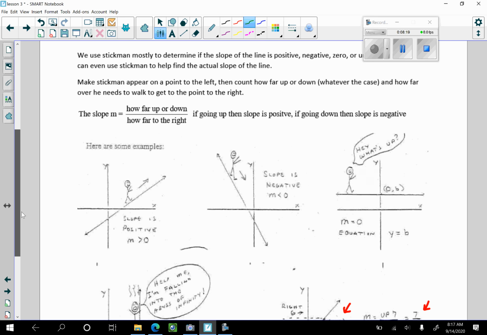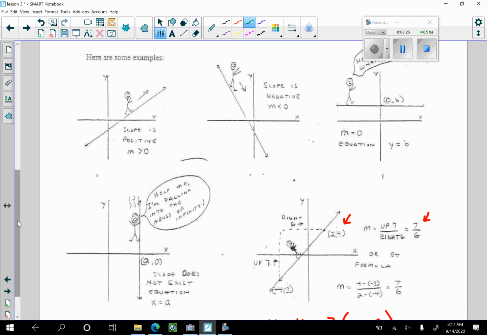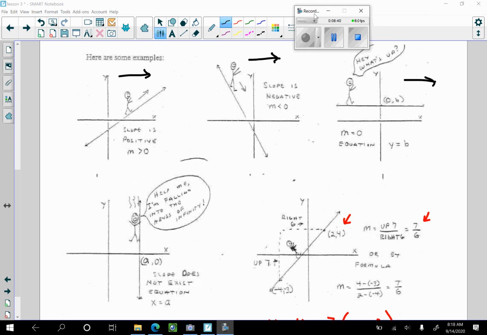So here he is, the very first picture of Stickman, written in 1998. Stickman's walking uphill. The slope of the line is positive. Stickman's walking downhill. Do you notice how he's walking in this direction? This line right here is given by y equals b. The slope of that line is negative here, and positive there.